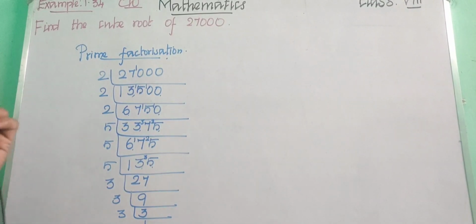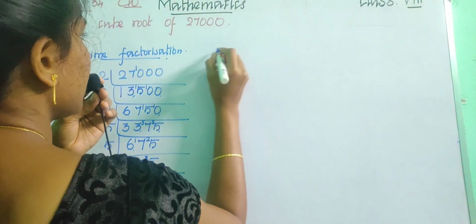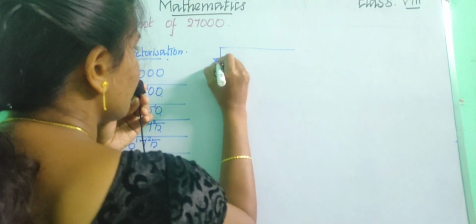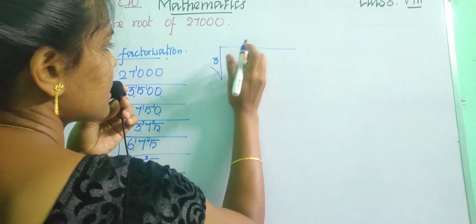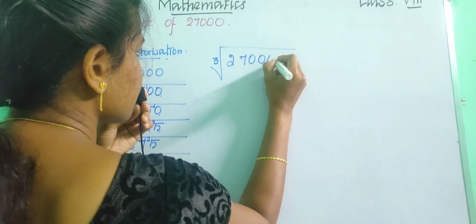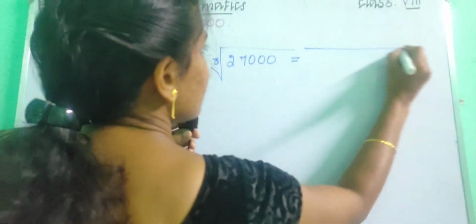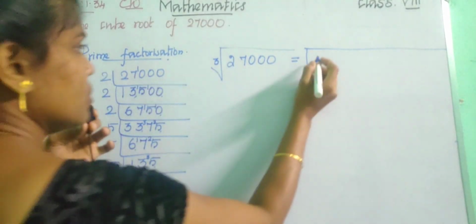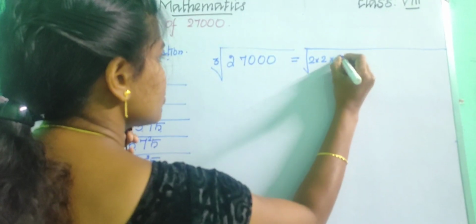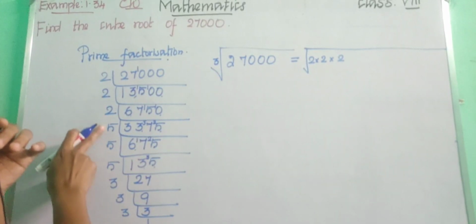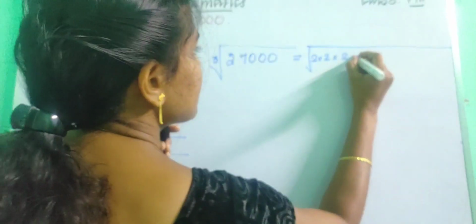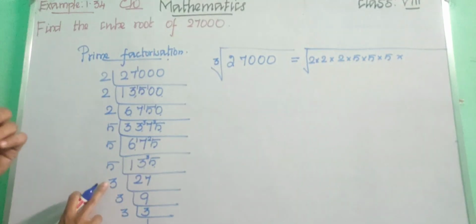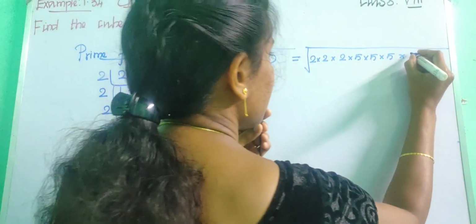Now we can write the factors of this 27,000. We are finding the cube root, right? So the cube root of 27,000, we need to put the 3 on this side. 27,000 equals, so let's put this cube root. And how many 2s? 3 times 2, so 2 into 2 into 2. And 3 times 5, 1, 2, 3. So put 3 times 5. And at the last, we are having 3 times 3. So put 3 times 3.